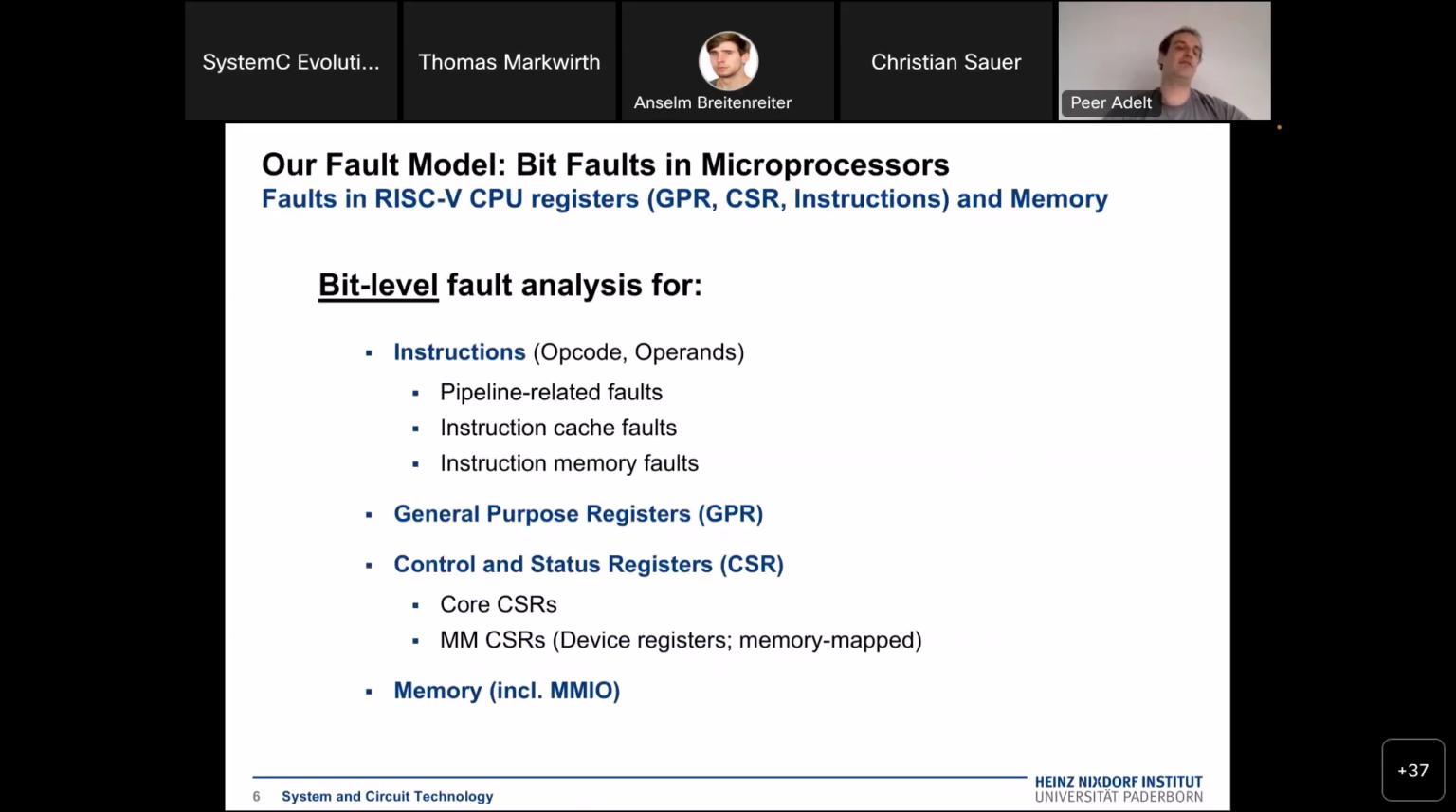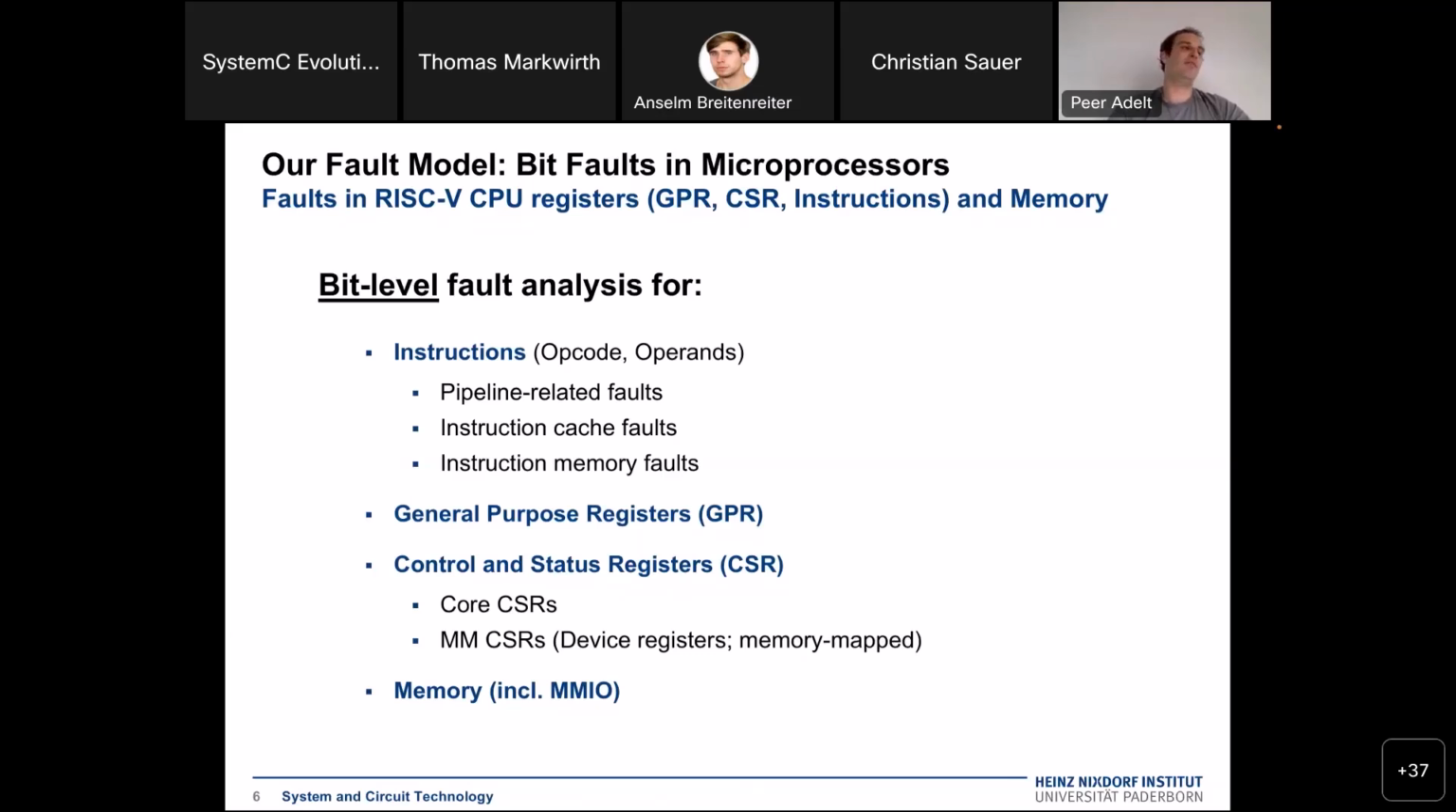RISC-V, like any other CPU, has instructions that are executed. It has some sorts of general purpose registers and some configuration registers. Configuration registers, for example, for the core itself, like PLL settings, and maybe you can think of a lot. It's highly dependent on the actual implementation. And also we have memory mapped CSRs. Those are for configuring attached peripheral devices. They are memory mapped. And also we are investigating faults in memories, including memory mapped I/O.